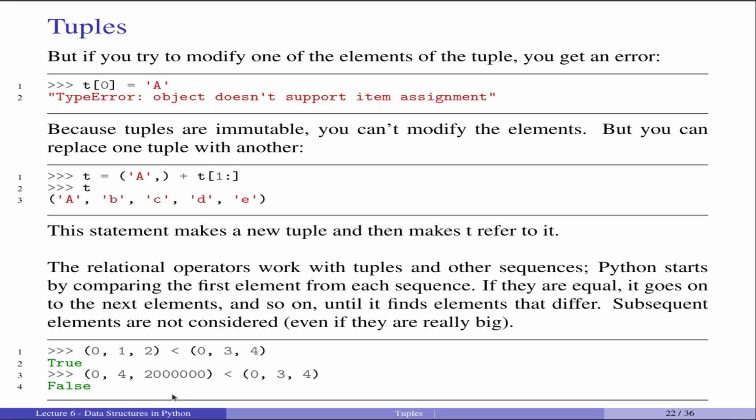So notice here what we are specifying is 0 4 2 million less than 0 3 4. This will return false because the second element, notice, is a 4 here and a 3 here, which is not less than 3, right? So that means it will return false. It will not even go to the third number, okay?